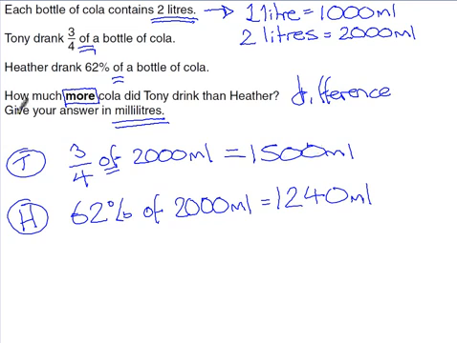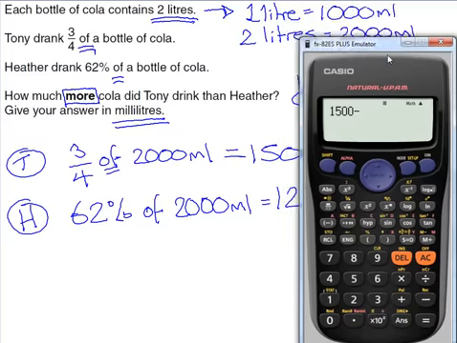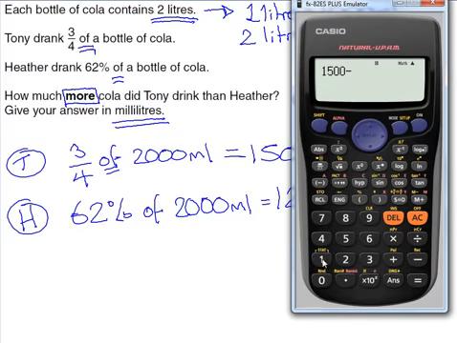The question says, so once I've done that, because this is quite a long question, I'll always go back and read it again and see, right, what did they actually want? Was that the answer they wanted? Well, no, they wanted to know how much more did he drink. So we just need to find the difference. So we want to do 1,500 take away 1,240, which means that he drank an extra 260 millilitres.